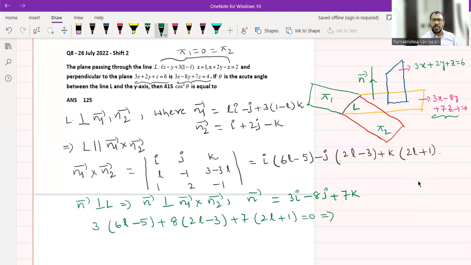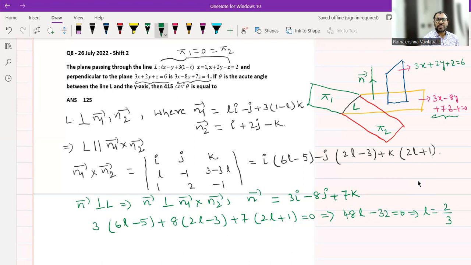Only to confuse the student, they have given so much data and nothing is there. We just need to find the DRs of line L. This implies 18L plus 16L plus 14L, it is 48L, minus 15 minus 24, minus 39 plus 7, so minus 32 equal to 0. This implies you will get L equal to 16 by 24, that is 2 by 3. So we got the value of L.